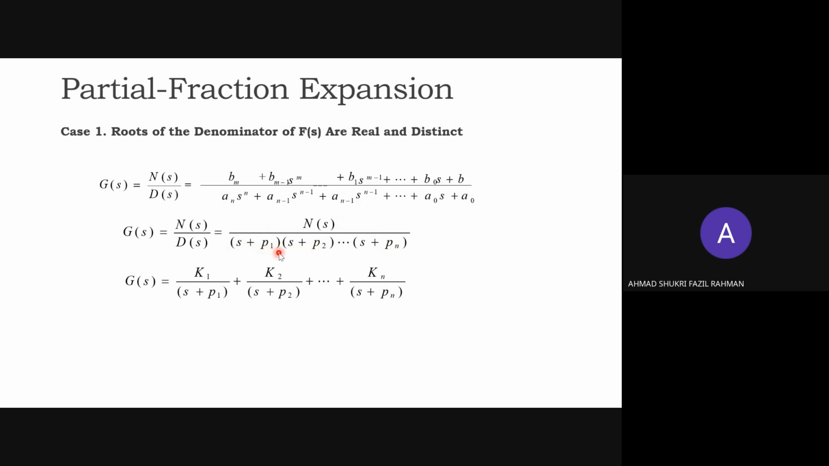You can see here that the roots are different. P1 is not similar to P2, P2 is not similar to P3, P3 is not similar to P4, up to Pn. When that happens, we can say that the roots are real and distinct. The roots are also real values and do not have any imaginary number. P1 is actually a real number and does not have any complex number. So we can group this into case one, which is real and distinct.